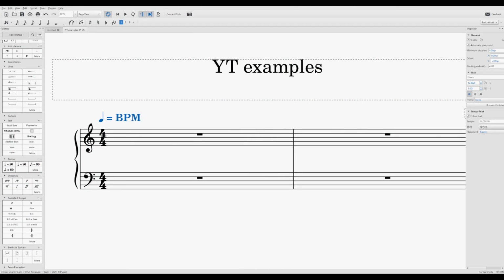If you look at the beginning of our piece and you see this quarter note equals number, this number is our BPM, or beats per minute. So, since we're in 4/4, whatever this number is how many quarter notes we will hear within a minute.